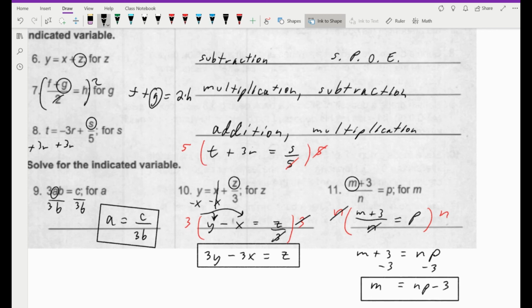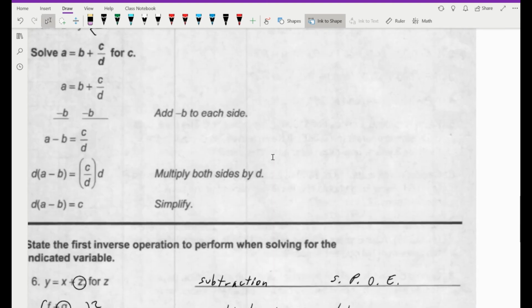Okay, well, this concludes the lesson over 1-6 mastery.